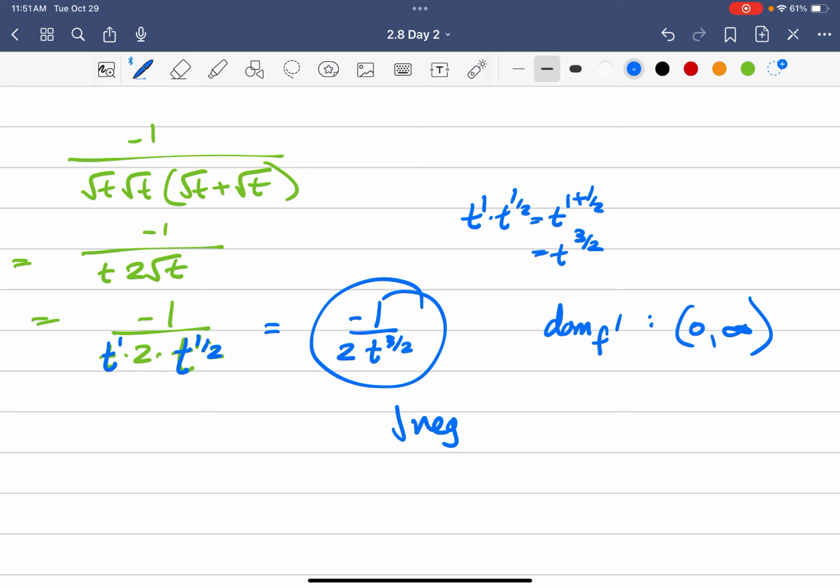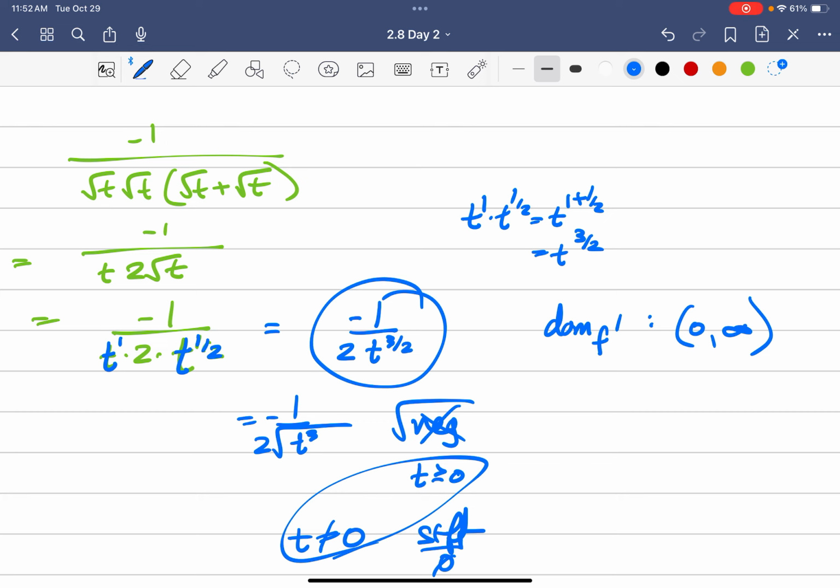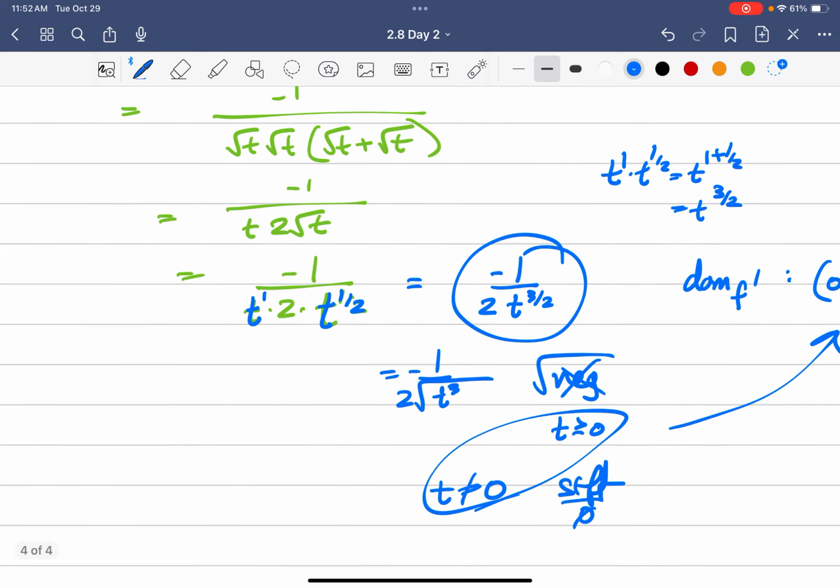If you say square root of a negative is bad, this thing down here is really just the square root of t cubed. And so that means that t is going to have to be greater than or equal to 0. And then if you don't want stuff over 0, I think it's pretty clear that t is not going to be equal to 0. So when you put those together, that's where you get this.